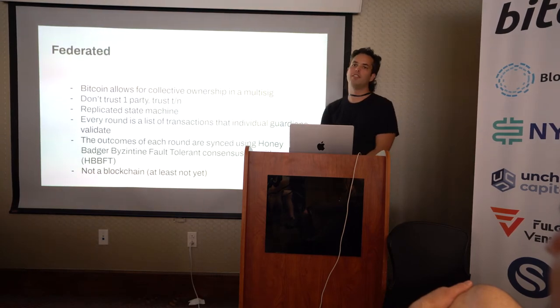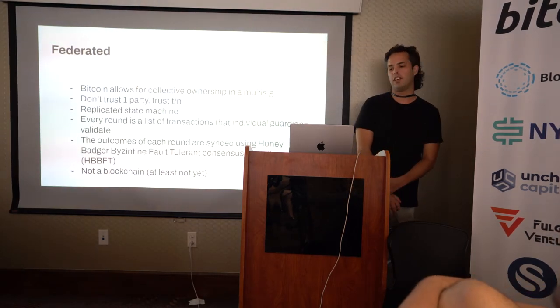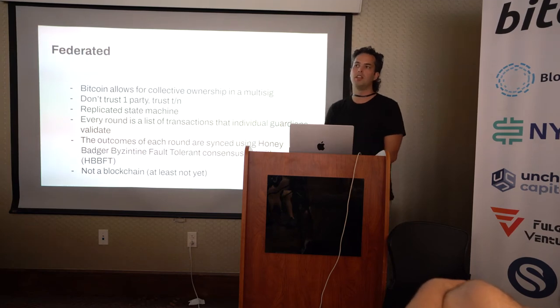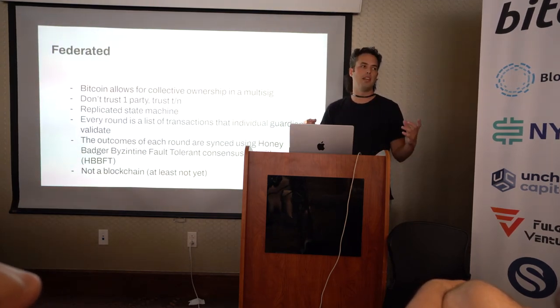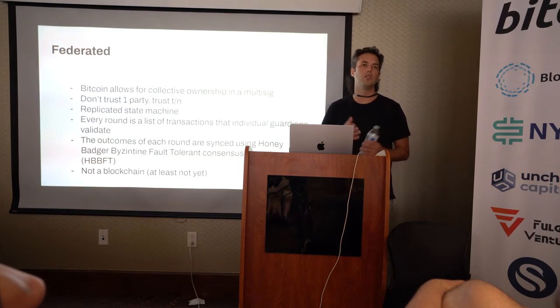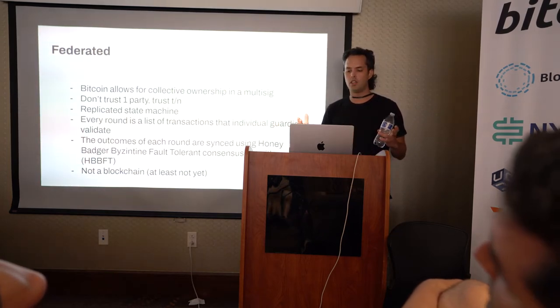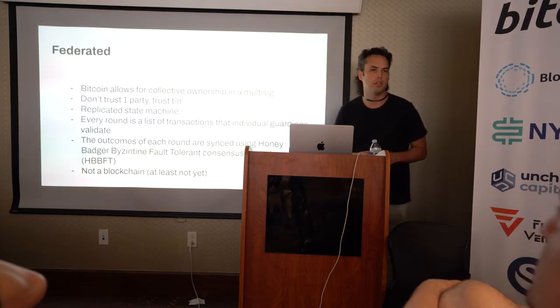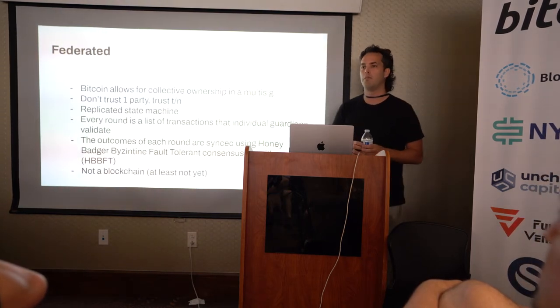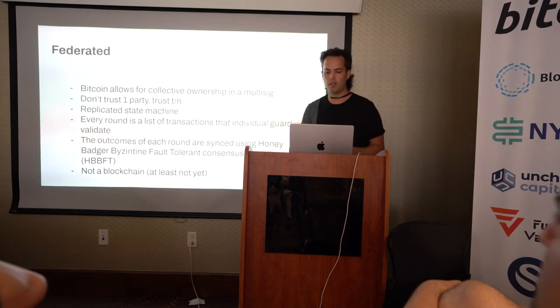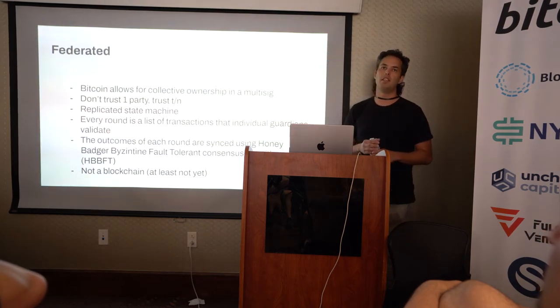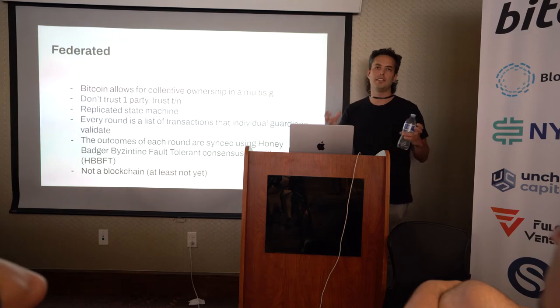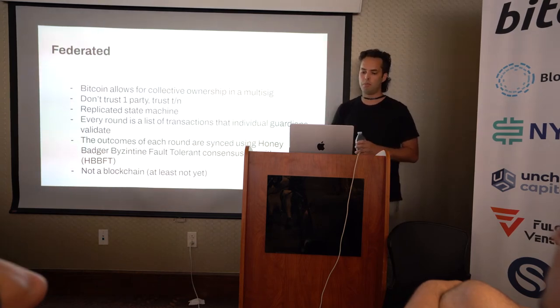Okay, so the next evolution: you had a Chaumian bank and then they made it federated. The goal here is to address that first thing, the centralized honeypot. So instead of having one bank that can easily be shut down, or having full trust in one person, you can, because Bitcoin allows for collective ownership in multi-sig, which is not really possible with a dollar or most commodities like gold. So why not have the mint be a collective where you don't trust one party, you trust T of N?